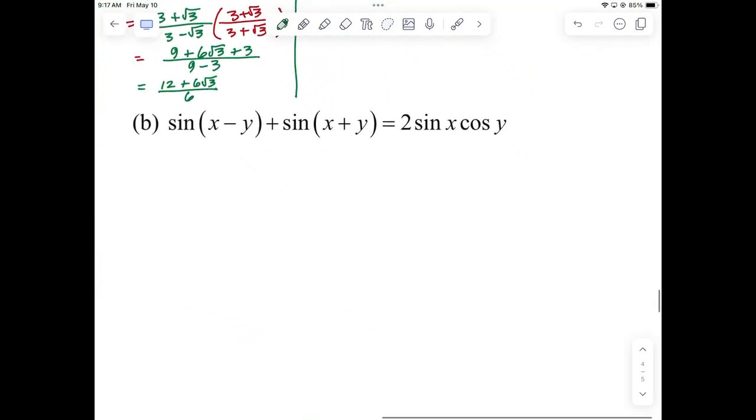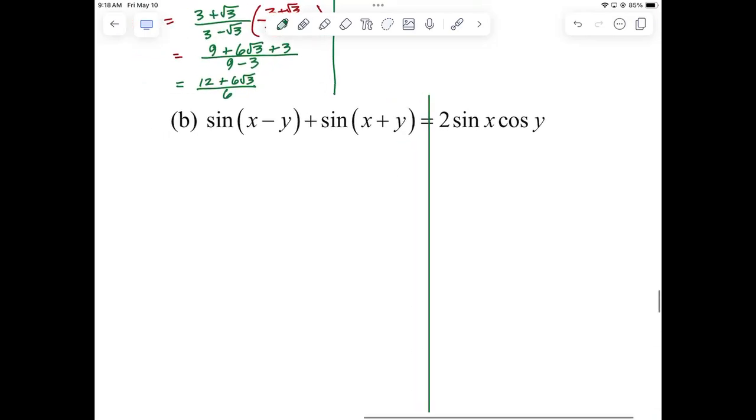All right, let's look at this fella. That's an identity. We have to prove it. What side do you want to start on?